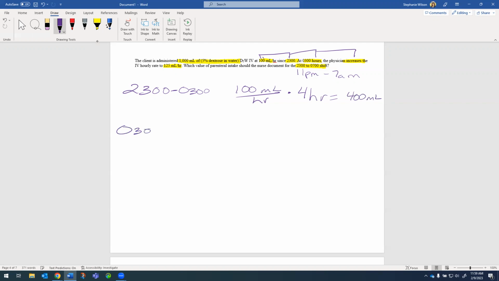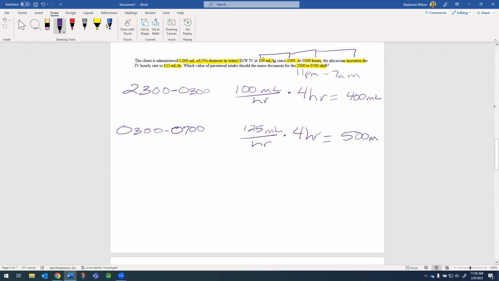Well, at 0300, right, they said they increased it to 125 milliliters per hour. And the shift ended at 0700. So anything beyond that point, another nurse would be calculating it. But in this case here, we are only going to calculate 4 hours, right? From 3 a.m. to 7 a.m. is 4 hours. So now I have 125 times that 4 gives me 500 milliliters.